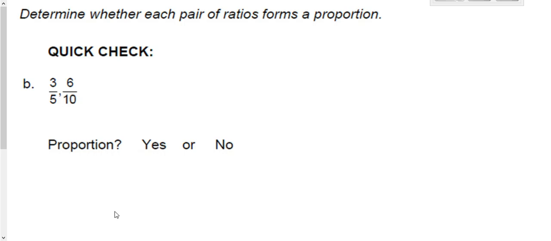Go ahead and try this one on your own. You may pause it for a second and I'll tell you the answer in a minute. Okay, hopefully you paused for a second. The only thing you need to do is check and see if their cross products are equal. So 3 times 10 is 30. The other cross product is 5 times 6 or 6 times 5, and yes, that's 30. This is a proportion. 3/5 does equal 6/10.